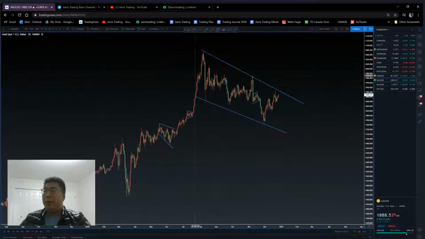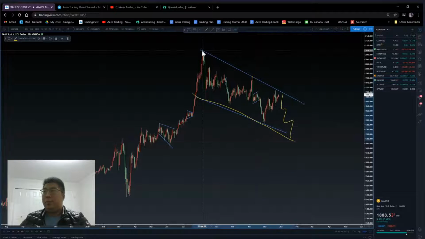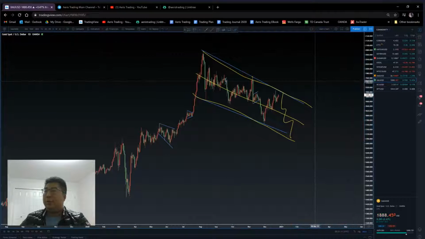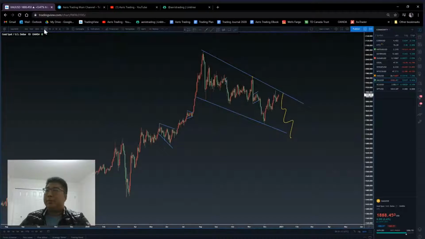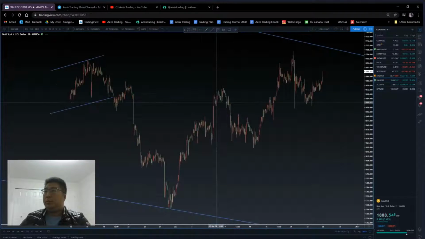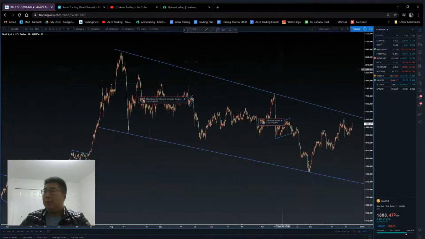We can never be 100% sure on anything, but we would have better confluence and bias as this correction goes, because the longer and deeper this goes, or even just making one more move down, it makes the correction more valid, more likely to be that continuation, and we're just going to see the next bullish move. So that's what I see on gold.